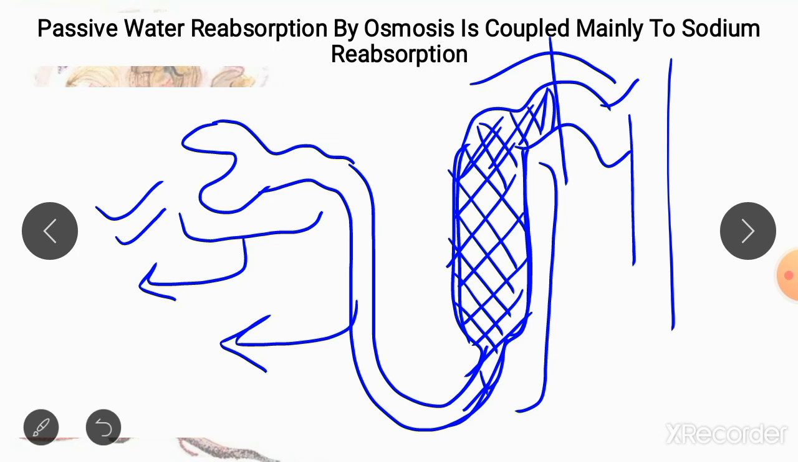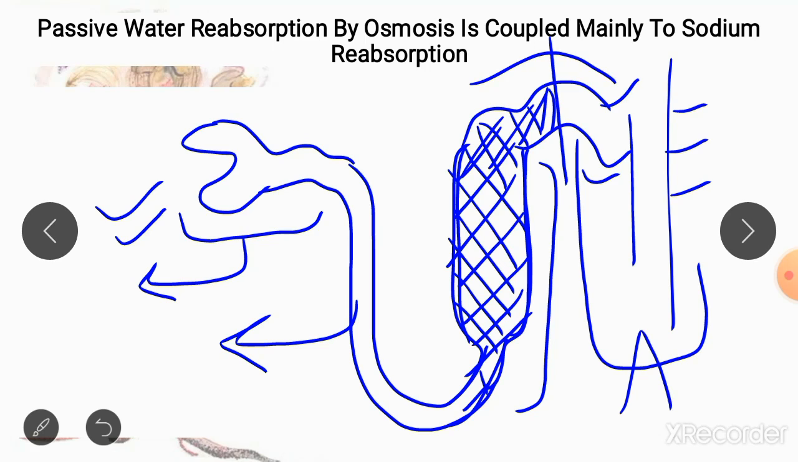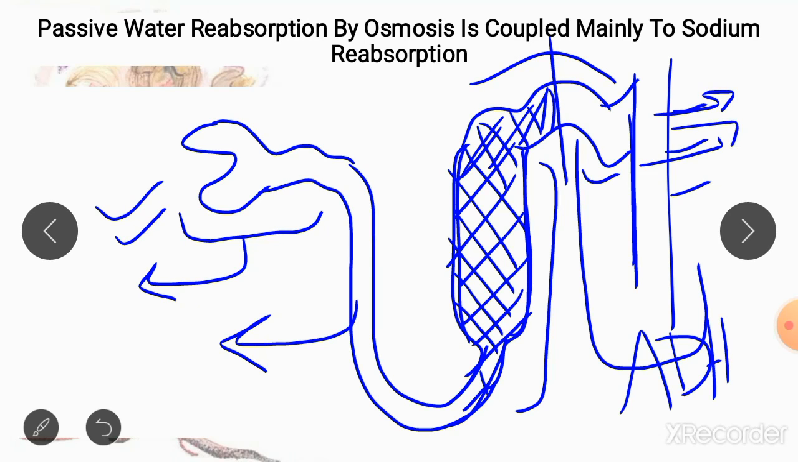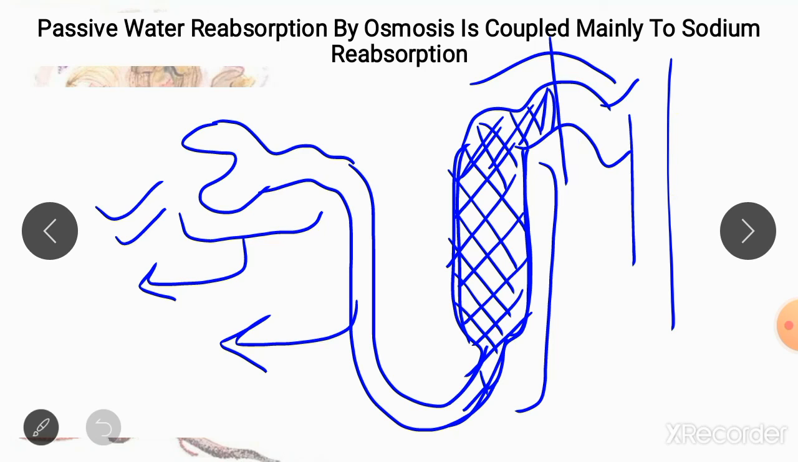Now coming to the late part of the distal convoluted tubule and the collecting ducts, they are normally impermeable to water, but they become highly permeable whenever there is secretion of ADH. So in the presence of ADH, the distal convoluted tubule and your collecting tubules and collecting ducts become highly permeable to water. So this is how water is reabsorbed from different parts of the nephron.